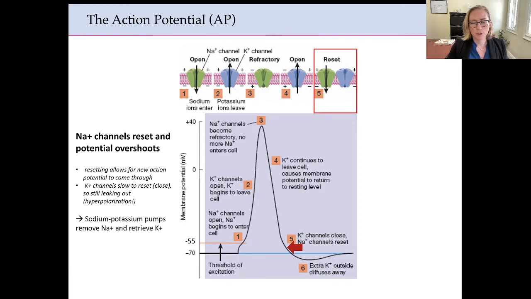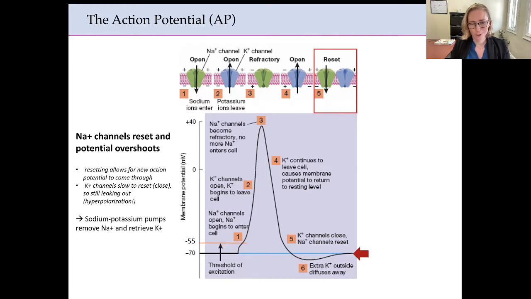What happens is, because it's so slow, we actually end up having an overshoot. So more potassium's leaking out than it should, and this leads to a hyperpolarization. That's what this bump is below the resting potential. And then the last step is that extra potassium diffuses away, and the whole thing gets reset again. During this whole period and beyond, a new action potential can occur. The sodium potassium pump helps resituate all those ions, and I'll talk about that in more detail in a second. So that is the action potential.